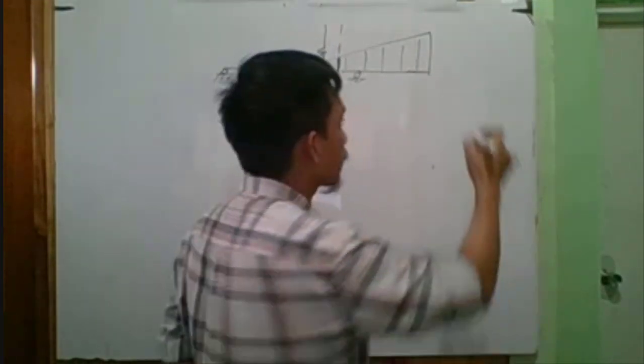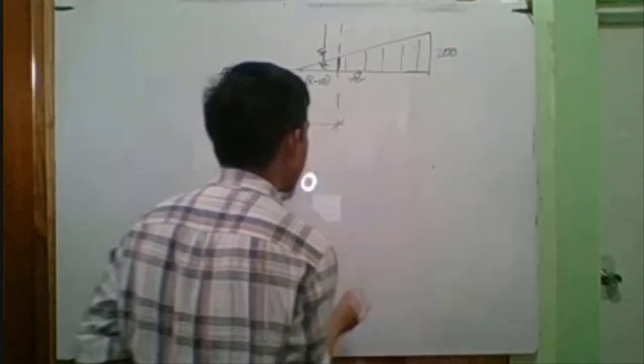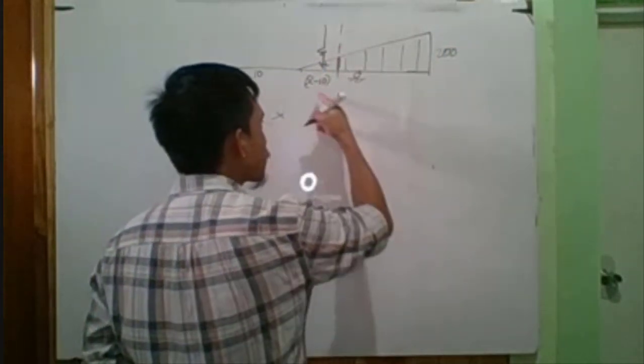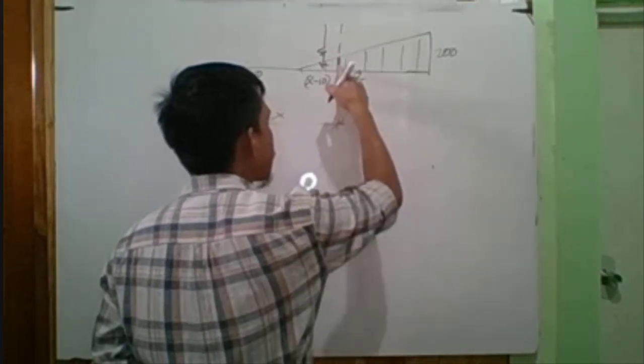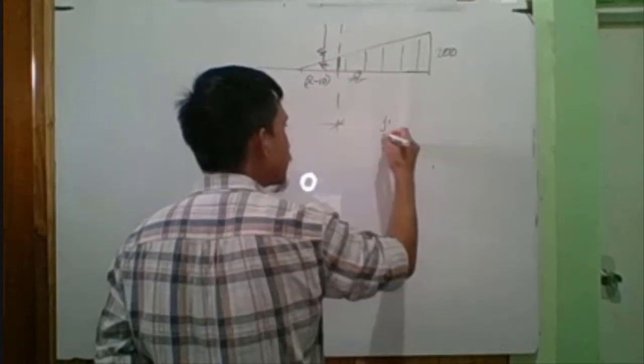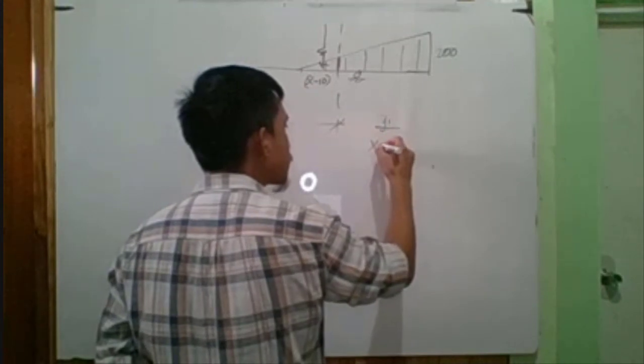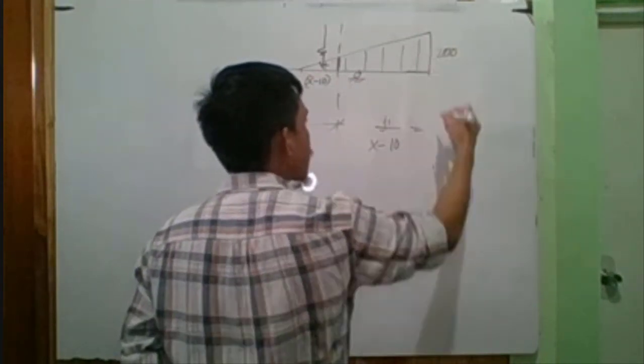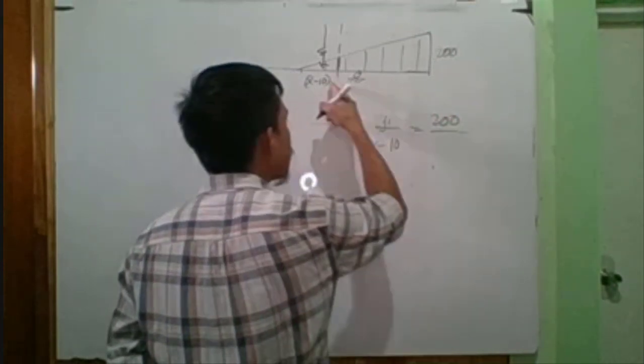Okay, that is, yes, 200 Newton meter. So by ratio and proportion, I need to get this one again for the area. So ratio and proportion, let's say this is y1, is to the base, which is x minus 10, is equated to the big triangle. Okay, so the height is 200 is to 10.